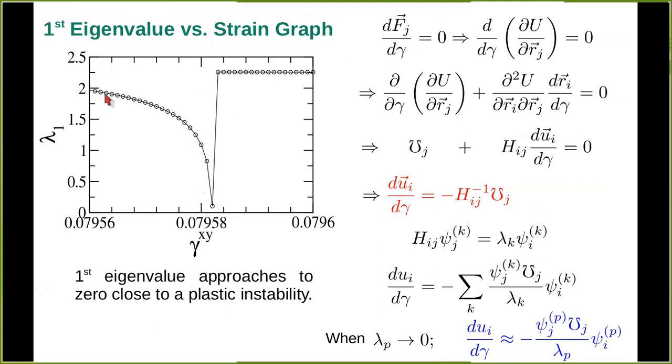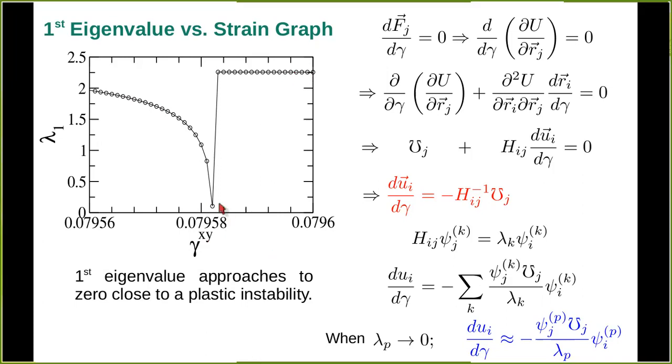When we are far from this plastic rearrangement point, the system is in equilibrium in a potential energy minimum. So the eigenvalue is positive, and that eigenvalue starts decreasing as we increase the strain, which we have discussed in the previous slide, and it approaches 0 close to a plastic rearrangement. After the occurrence of plastic rearrangement, the system moves to a new potential energy minimum where the system is stable again. So the eigenvalue becomes positive again.